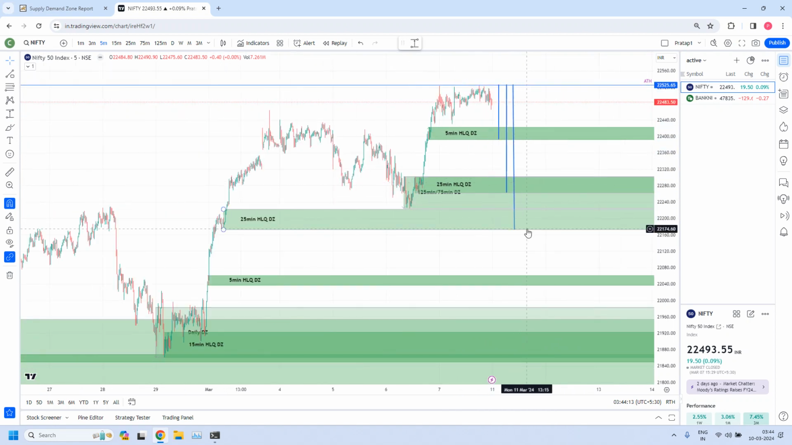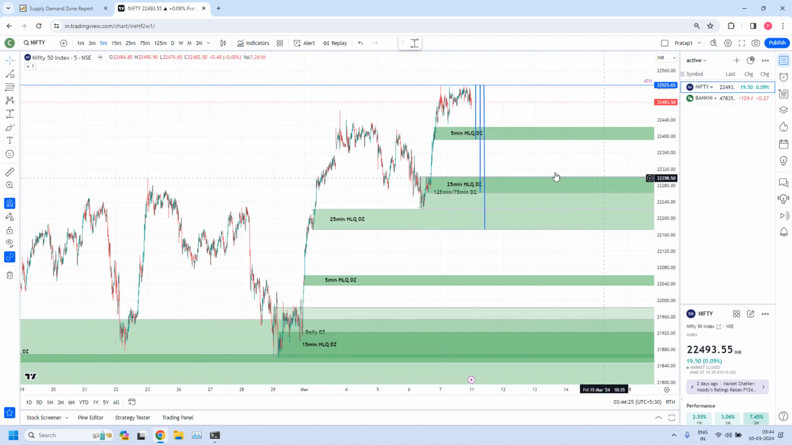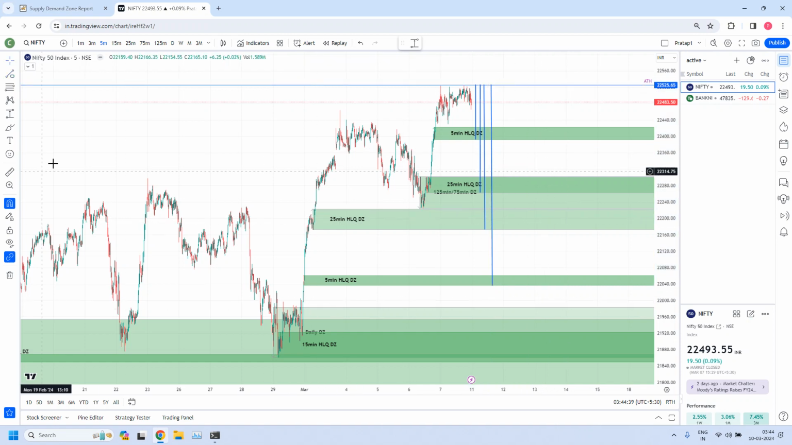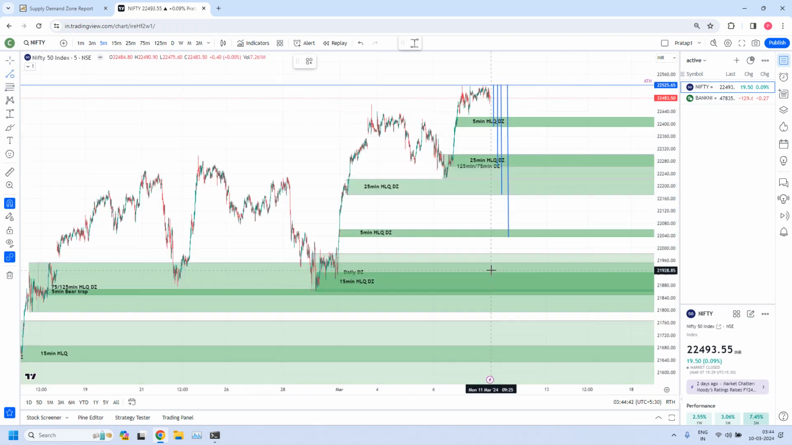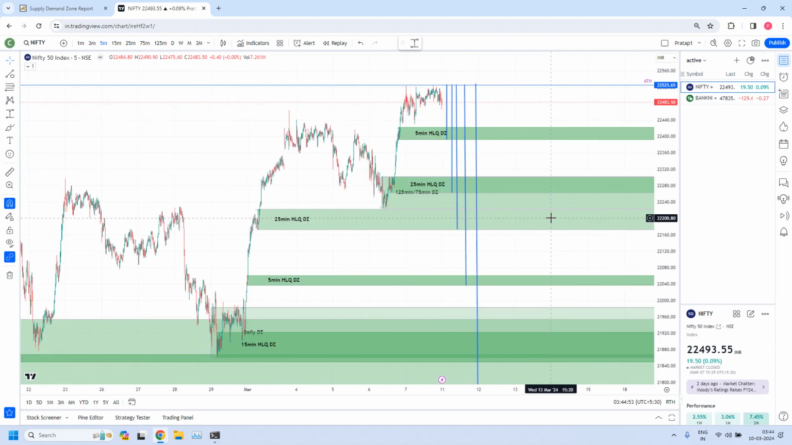Okay, and again we have another 5 minutes zone, and probably here the order flow will be very strong if Nifty comes to this area. And this is the fourth range. And finally the real order flow, earlier it picked up from this area, from this zone. So there could be different order flows.